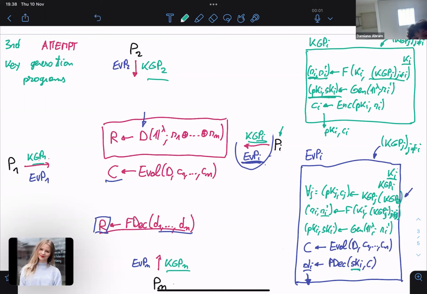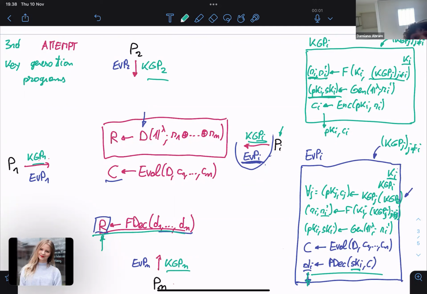And at that point, we perform the same operations as before. So in this construction, the parties are able to derive the output using only one round. The idea is the same as before. Everybody takes the evaluation programs and feeds them with the key generation programs of the other parties. They obtain the n partial decryptions, and everybody runs the final decryption locally.